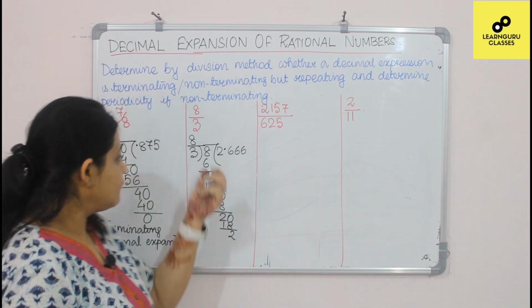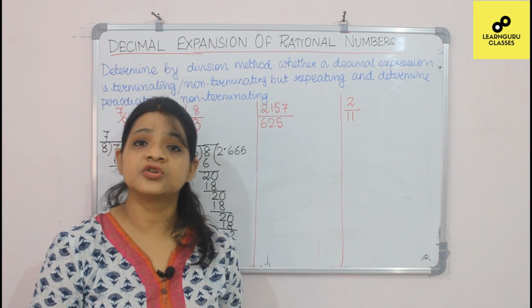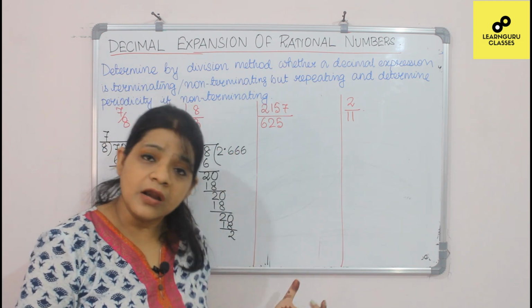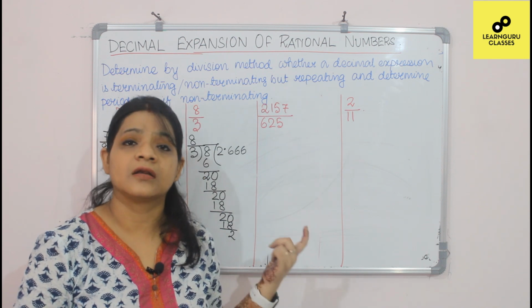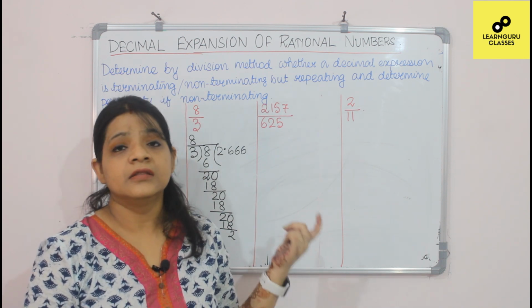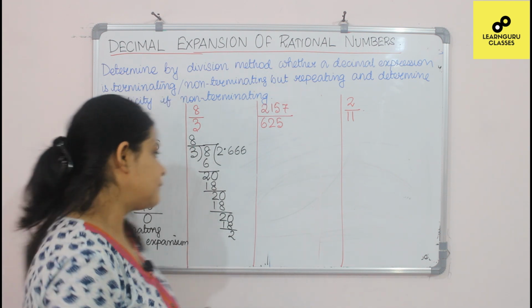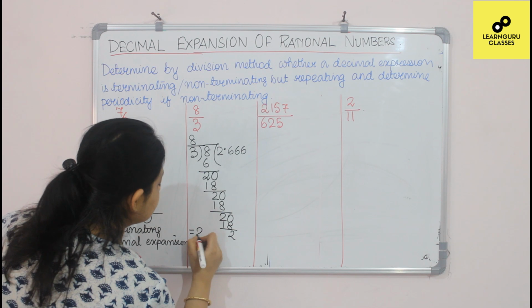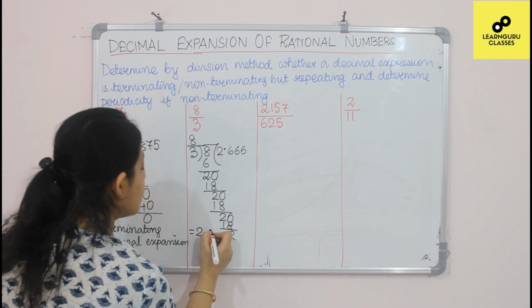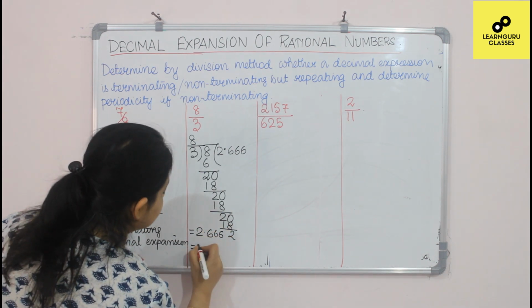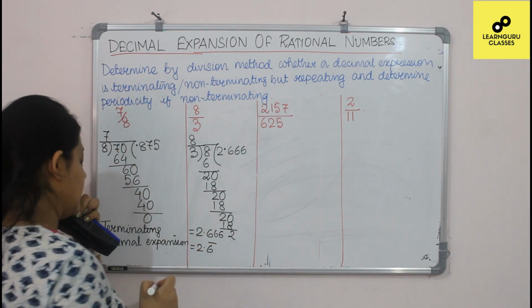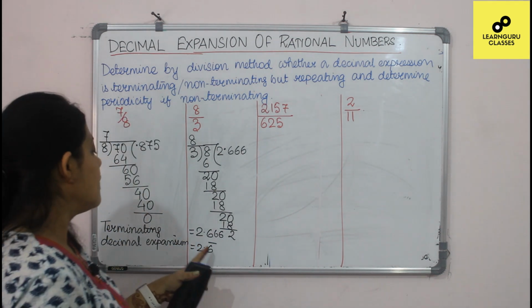You have to stop the decimal expansion, and as it is non-ending, what do we call it, terminating or non-terminating? This is a non-terminating decimal expansion. So we write it as 2.666, that is written as 2.6 bar. So it is assumed that what?